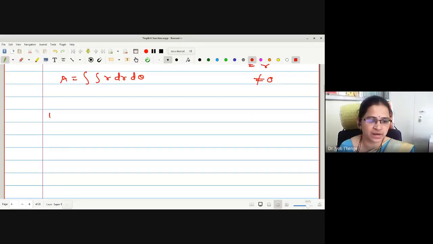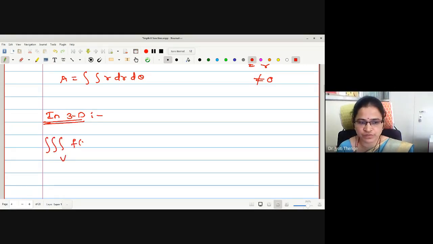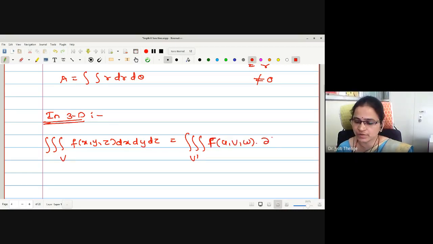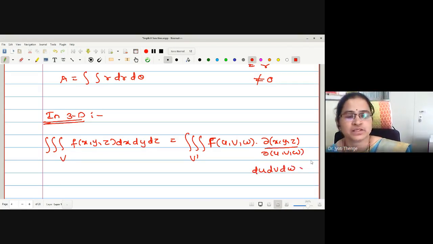Okay. Similarly, in three-dimensional space, this is a region, a function of three variables x, y, z, dx, dy, and dz. Then I want to change it to u, v, w, say a new region V dash. The function is a new function. What should be the value here? Jacobian of x, y, z upon u, v, w into du, dv, and dw. Triple integration we were using for finding the volume of the given surfaces, right?